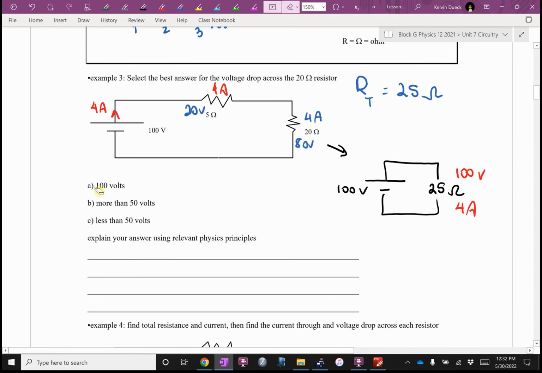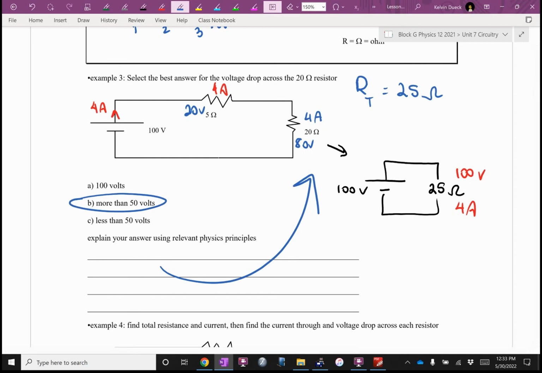So it says select the best answer for the voltage drop across there. Paige, is it A, B, or C? What's the best answer? Yep. Explain your answer. There's my proof.